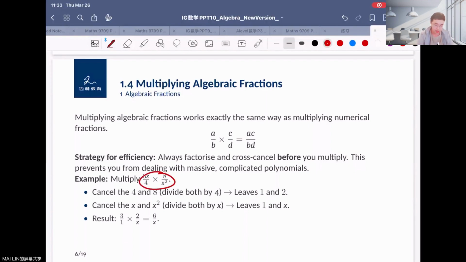So here is also an example: 3x over 4 times 8 over x squared. Maybe right here you can just cancel the same factors together. On the denominator we have a 4 and on the numerator there's 8, right? So you can first divide or cancel the 4 together, so it's 2. And there is a factor of x on the numerator and denominator, so you can cancel x together. So it is 3 times 2 over 1 times x, right? So the final answer is 6 over x. So that is factorizing, and also you can get the simplified form of the algebraic fractions.